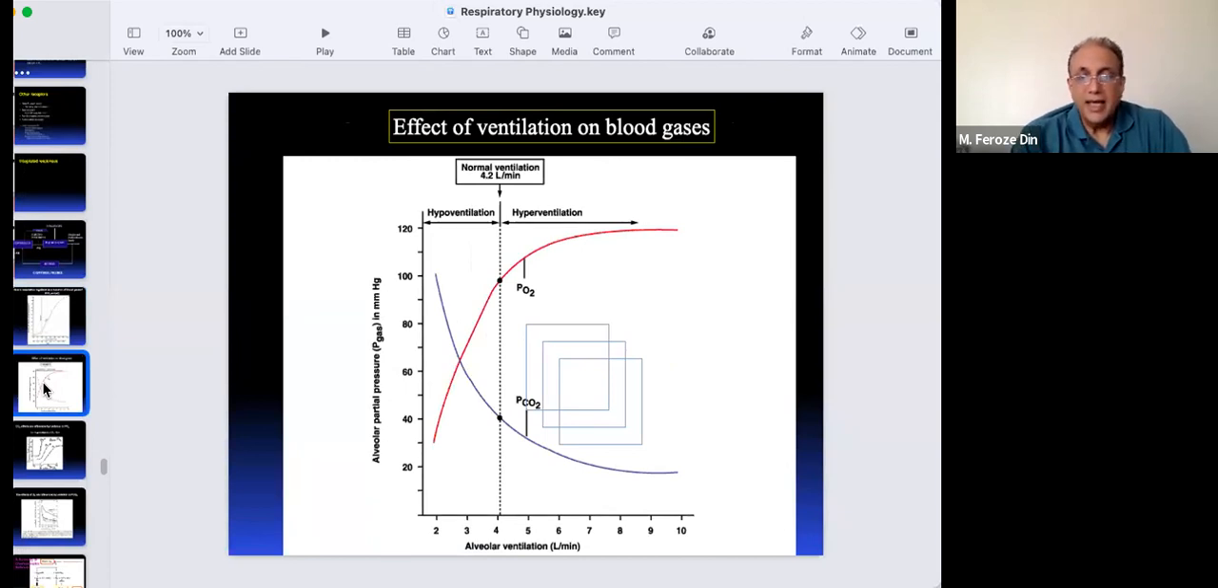This is the effect of ventilation on blood gases. And this is looking at it from another perspective. If one is just ventilating at the normal rate, here is your carbon dioxide at 40 and your oxygen at 95 millimeters of mercury plus. If one hypoventilates, meaning you ventilate less than required, immediately your oxygen levels start falling and your carbon dioxide levels start rising.